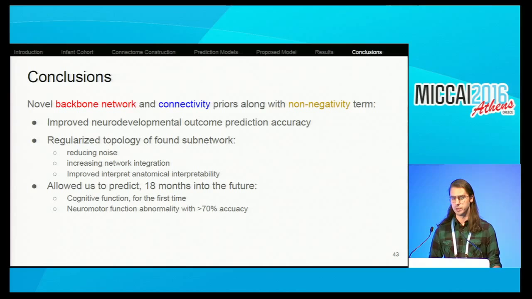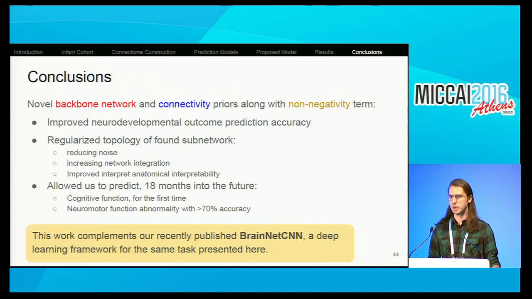I'll also add that while we were working on this, we were working on the same problem from a different perspective, the deep learning approach. And after your work, we finally got that published in NeuroImage last month. It's called BrainNet CNN, and you can check it out if you want. One of our future works is to take these regularization terms that we found to be successful and apply them to our deep framework.